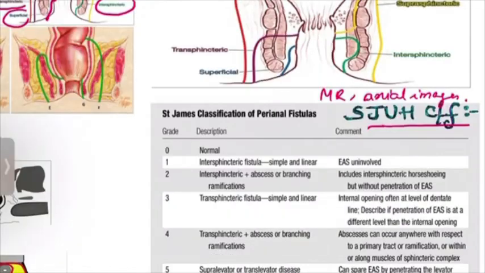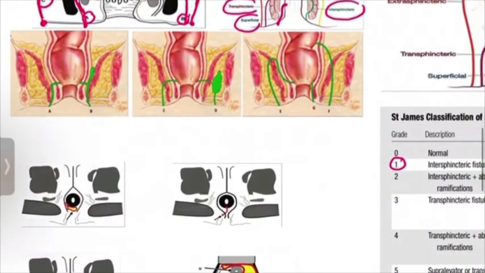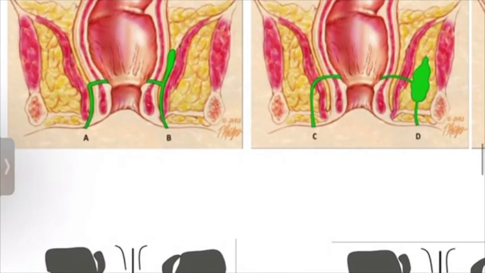So there is type 1 fistula, which is intersphincteric fistula, simple intersphincteric fistula. See the course. This is the internal opening, goes through the internal anal sphincter and then into the intersphincteric space and opens. So it's simple intersphincteric fistula.